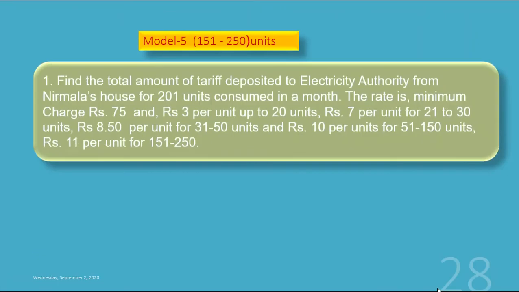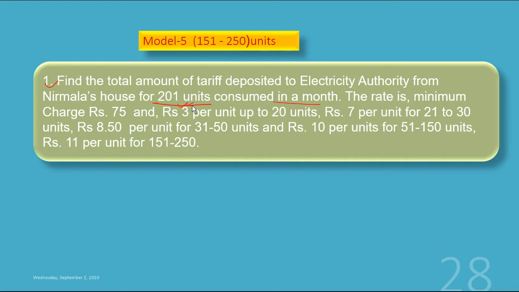Okay, now model number 5, dear students. Today we have to discuss: find the total amount of tariff deposited to the electricity authority from Nirmala's house for 201 units consumed in a month. So which rate will you apply? Can you write in the chat box?